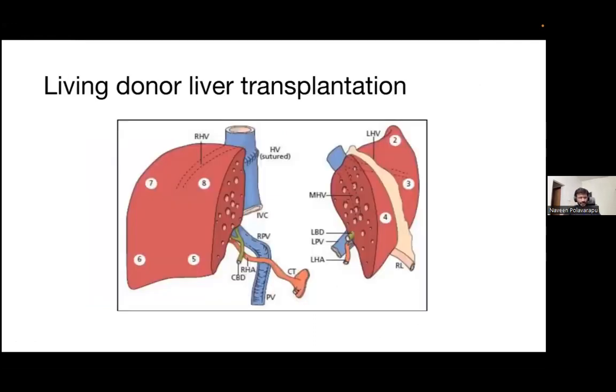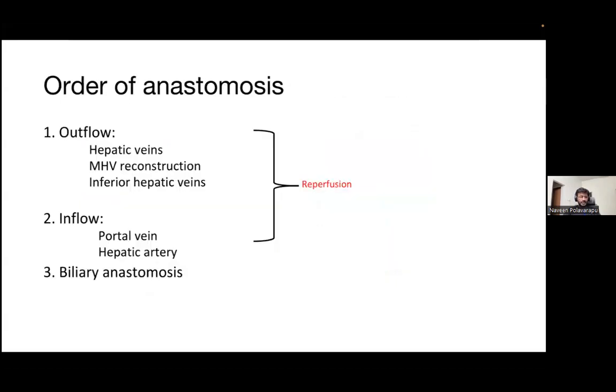How do you actually do it? So with a living donor, as the name says, we take out segments 5, 6, 7, 8, the right lobe, and we leave the left lobe to the donor itself, and we remove the right lobe and then transplant it to the recipient. Now, this is the order of anastomosis that we do, and it's important to understand.